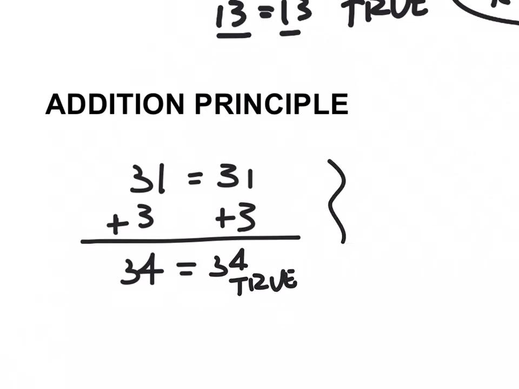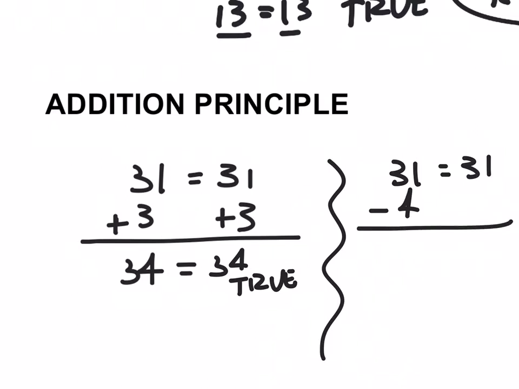Now let's do that in another sense. 31 is equal to 31. If I were to, say, subtract 4 from that left side of the equal sign, if I do 31 minus 4, then what am I going to get there? 27? Okay, so I would get 27.